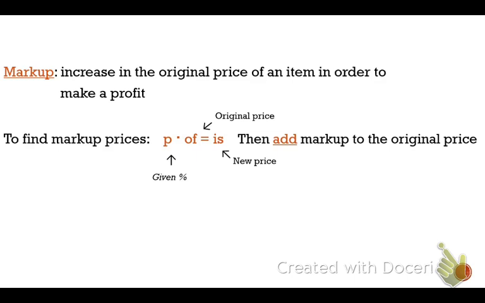Okay, so the next thing we're talking about is a markup. Markup is an increase in the original price of an item in order for the company to make a profit. So let's just imagine that, say, Walmart is going to a huge warehouse. And they go to the warehouse and they see a bunch of bikes. And they know they want to sell some bikes in their store. When they go over there, let's imagine that they pay $50 for a bike.